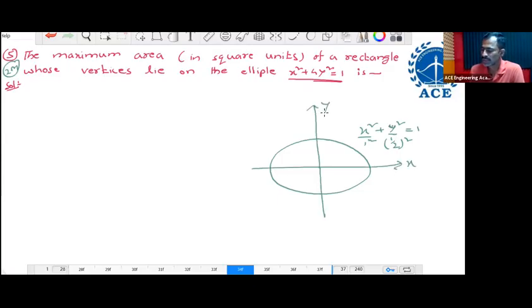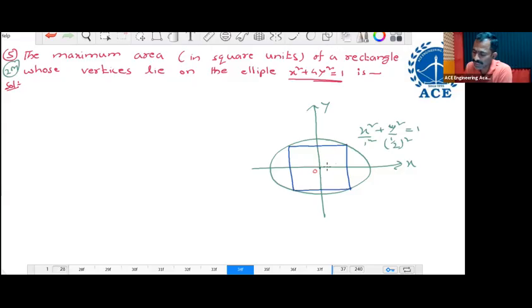X-axis, y-axis. And we have to take the rectangle, because all the vertices of the rectangle lie on the ellipse. So the rectangle should be inside the ellipse, but the condition is all the vertices should lie on the ellipse. Like this, it is the origin, and this point is a coordinate of a point on the curve, which is one of the vertices of the rectangle.